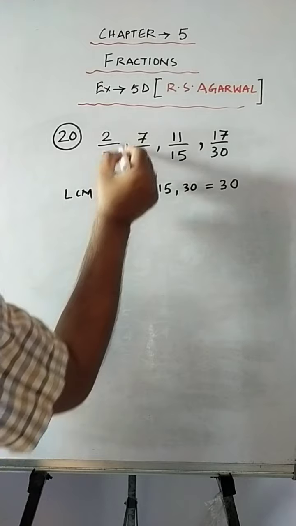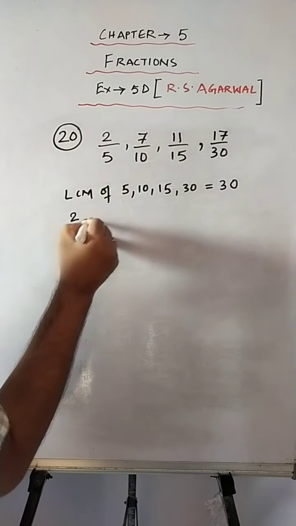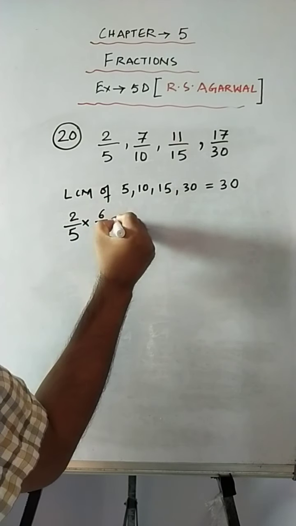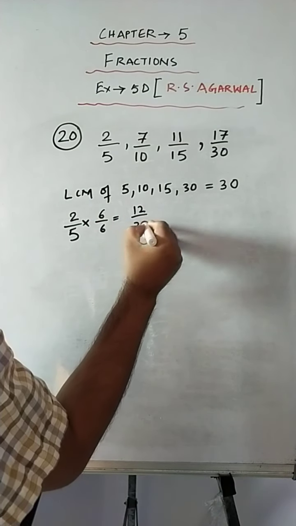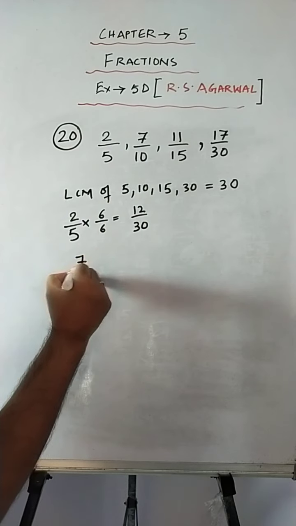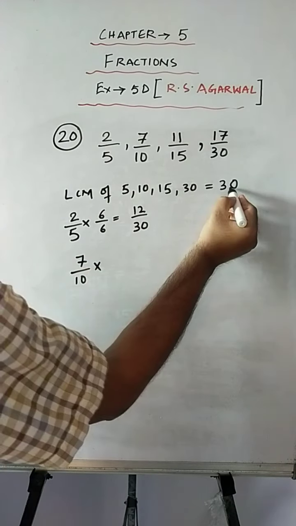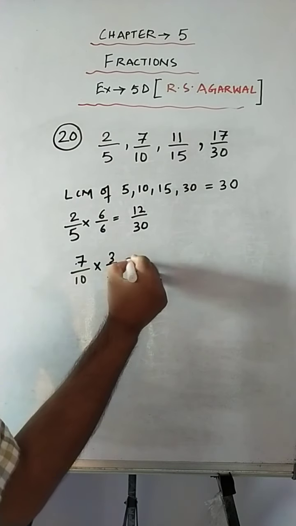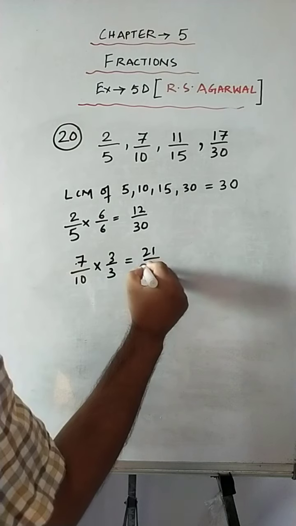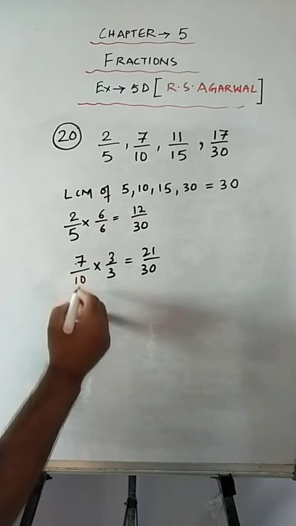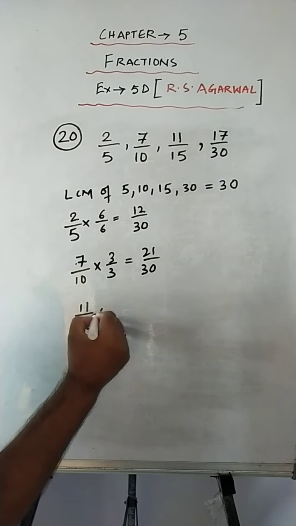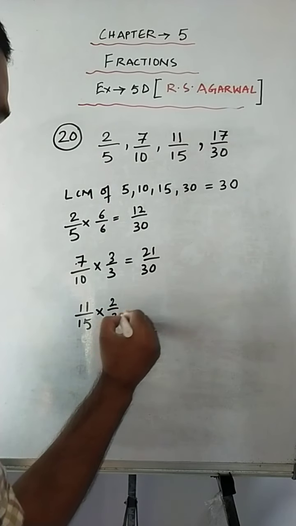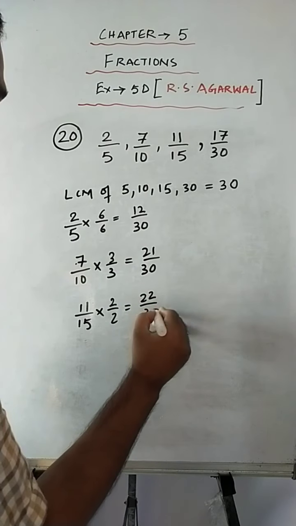Now after that you will write the first fraction, that is 2 by 5. Divide 30 by 5, the answer is 6. Multiply with the numerator and the denominator, you will get 12 by 30. Same thing you will do with the second fraction, that is 7 by 10. Divide 30 by 10, you will get the answer as 3. Multiply 3 with the numerator and the denominator, you will get 21 by 30. The next thing, 11 by 15. If you divide 30 by 15, you will get the answer as 2. So 11 times 2, the answer is 22 by 30.